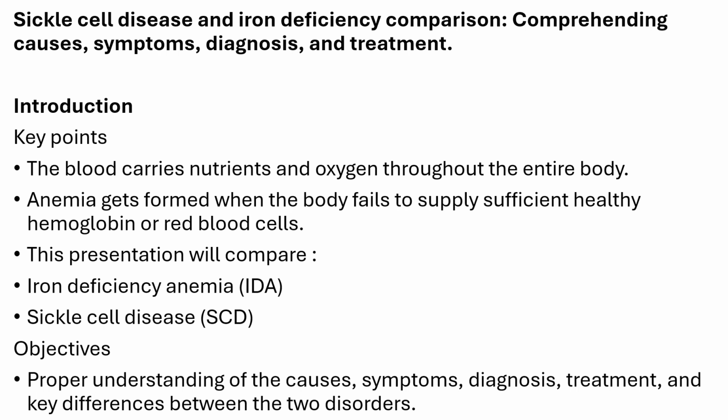Introduction, key points. The blood carries nutrients and oxygen throughout the entire body. Anemia gets formed when the body fails to supply sufficient hemoglobin or red blood cells. This presentation will compare iron deficiency anemia, IDA, and sickle cell disease, SCD. Objectives: proper understanding of the causes, symptoms, diagnosis, treatment, and the key differences between the two disorders are very important.